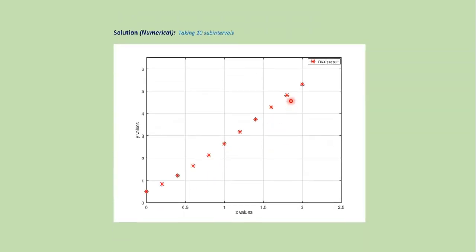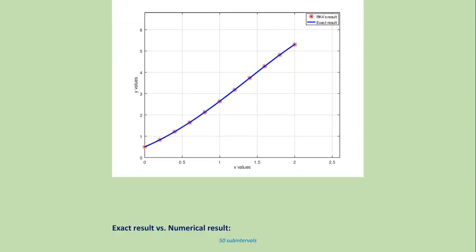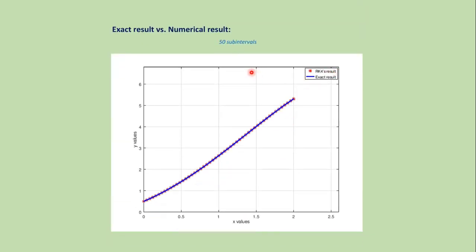On the other hand, in numerical methods, we get different points on the domain that approximate the exact solution. Like in RK4 method, we get this type of different points. If we plot the exact solution and numerical solution together, then we get this type of graph, where this is the exact result and the star is the RK4 result. If we increase the number of subintervals, like from 10 to 50, then we get more accurate approximation.